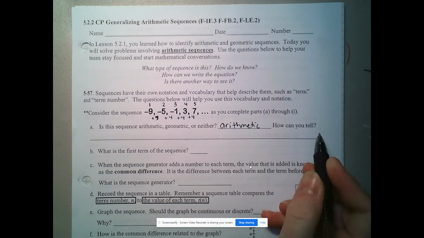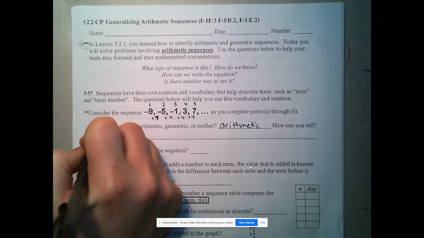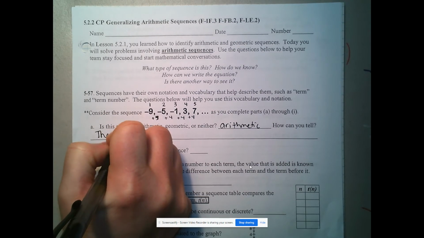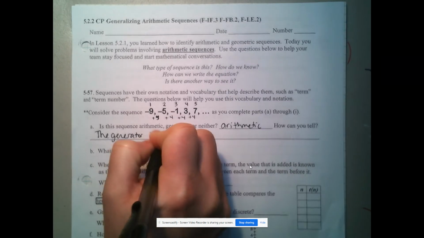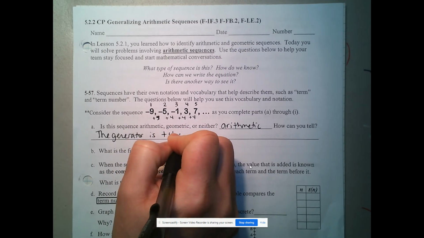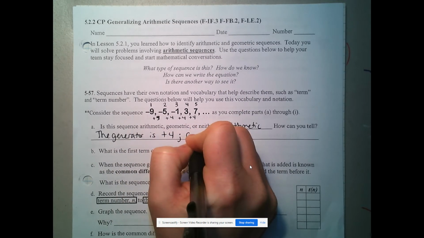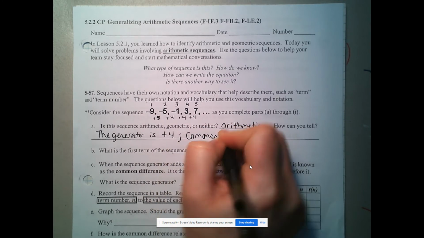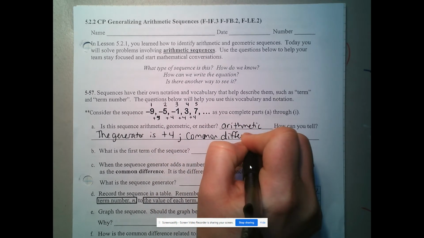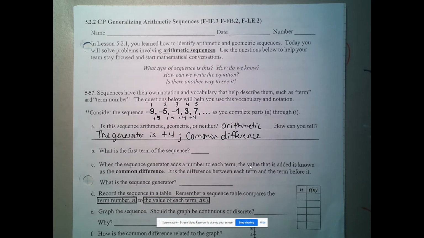And we would say, how can you tell? We can say the generator is +4. We can also say there is a common difference. So different ways to look at it, I guess. What is the first term of the sequence? So -9 is the first term.